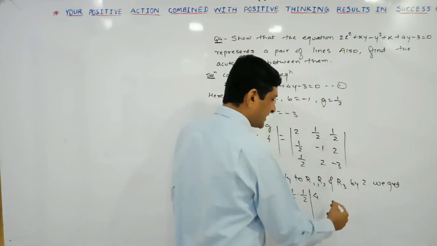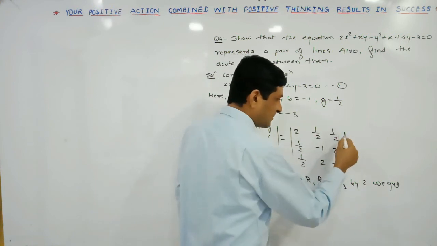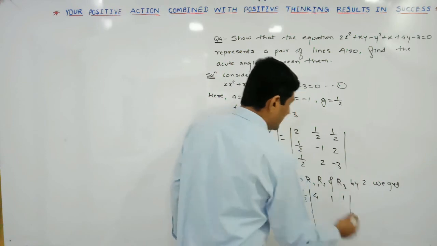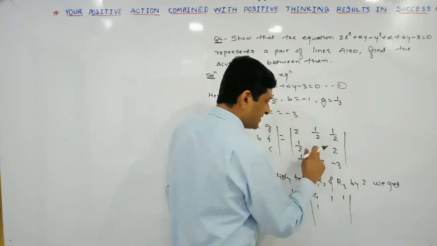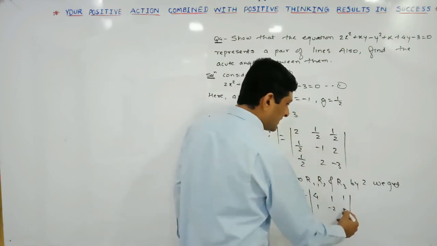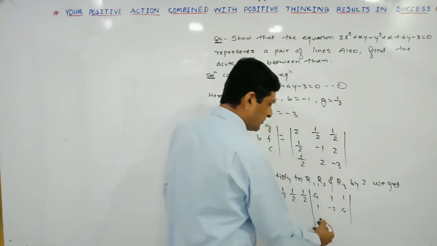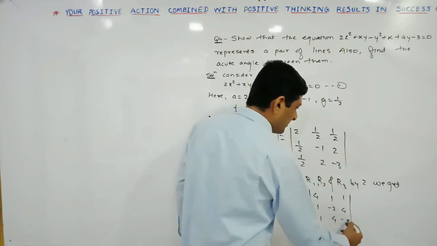Here 2 will get cancelled, 1. Here also if we are multiplying by 2, 2 will get cancelled, 1. Multiply by 2, here we will get 1. Here we will get minus 2. Here we will get 4. Multiply by 2, we will get 1, 4, minus 6.